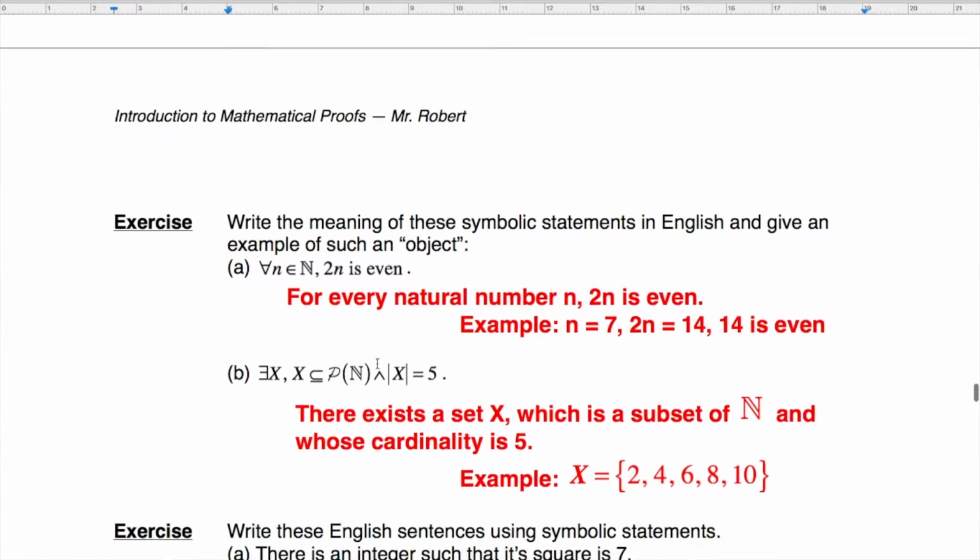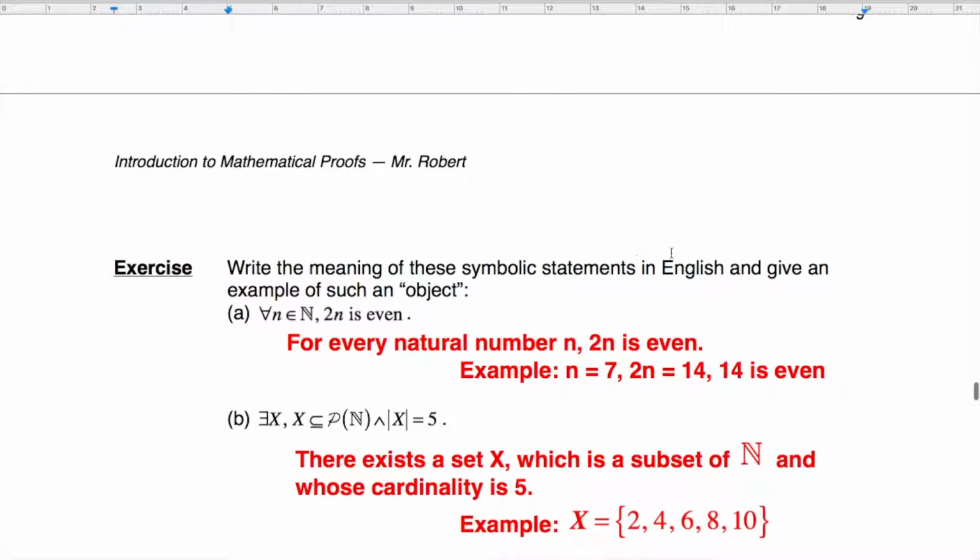So, here are a few examples. We'll read these sentences and translate them to English, and we then will give an example of such an object which exemplifies what the statement says.